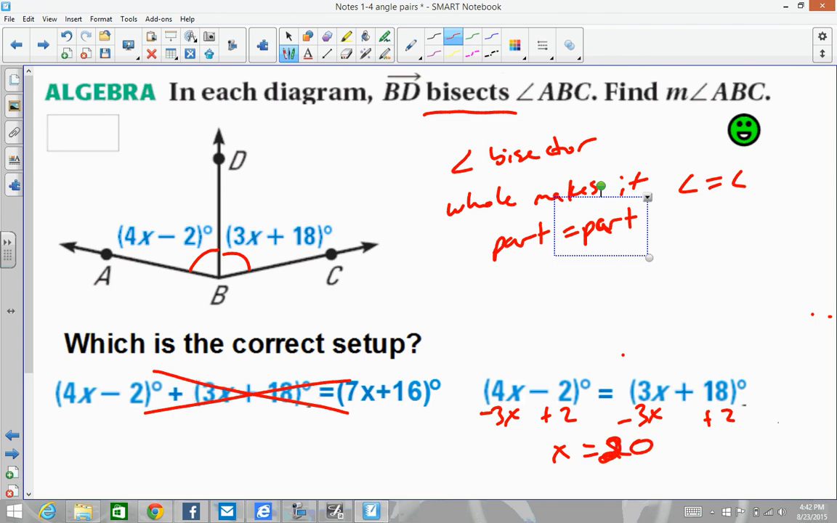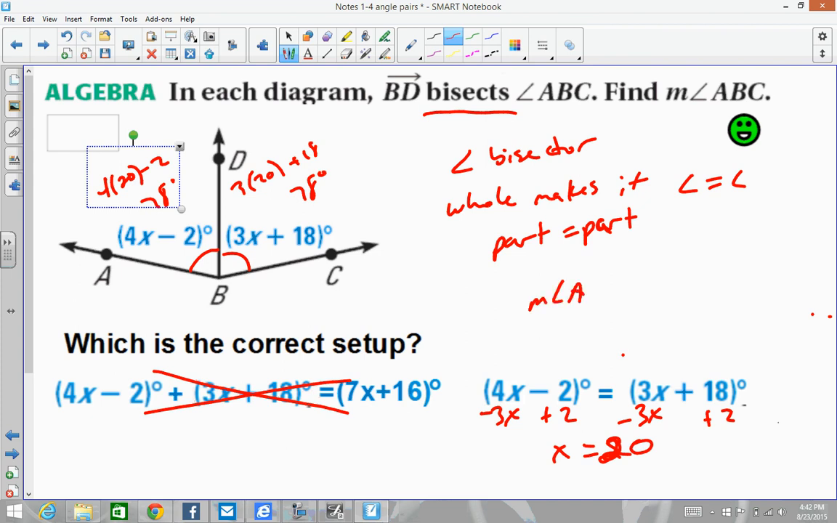Once we got 20, I can go find the measures of the angles. That's going to be 4 times 20 minus 2, which is 78 degrees. And this is 3 times 20 plus 18, so this is also 78 degrees. Our actual question asks for the whole thing, so we have to add 78 and 78. So the measure of angle ABC is equal to 156 degrees.